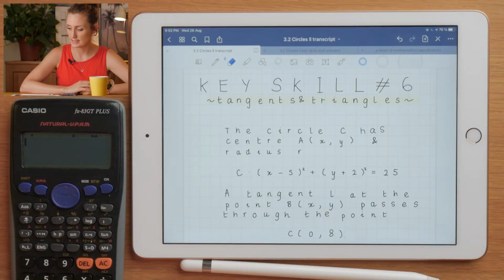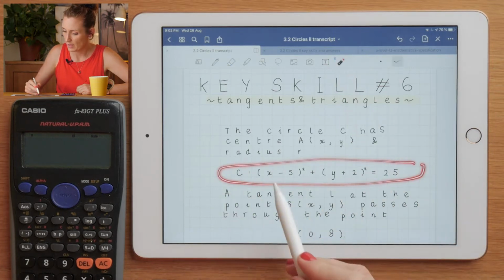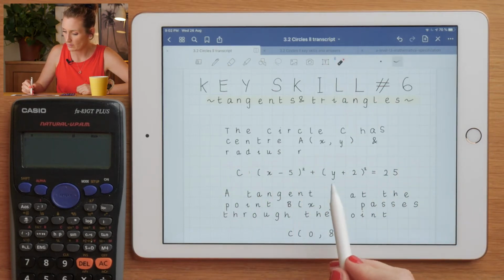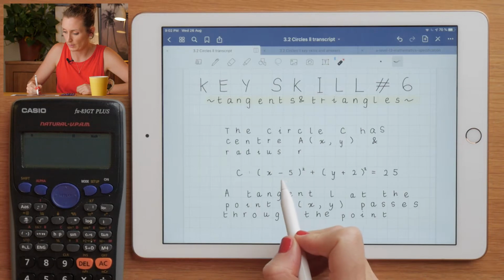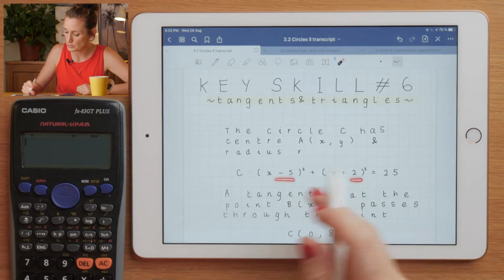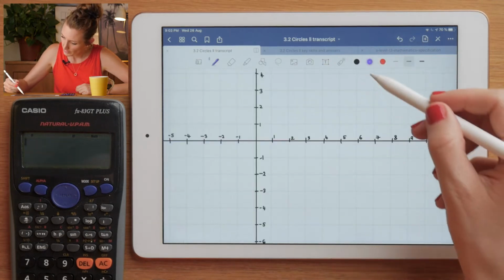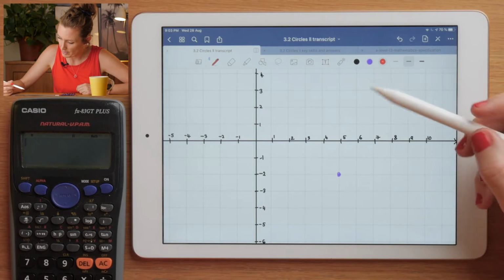The circle C has a center A and a radius R. We've been told that this is the equation for the circle C: (x - 5) squared plus (y + 2) squared equals 25. So straight away we can get a little diagram growing because we know that the center will be at (5, -2). So here we go, (5, -2). And the radius will be 5.